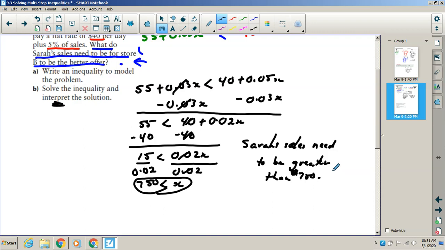So that's a type of word problem in the multi-step inequalities solution. Give the practice questions a try, see how you do.